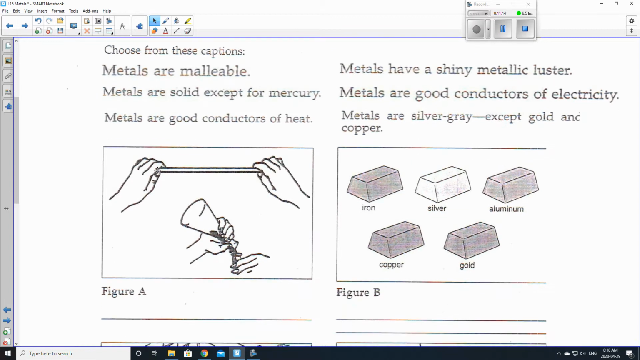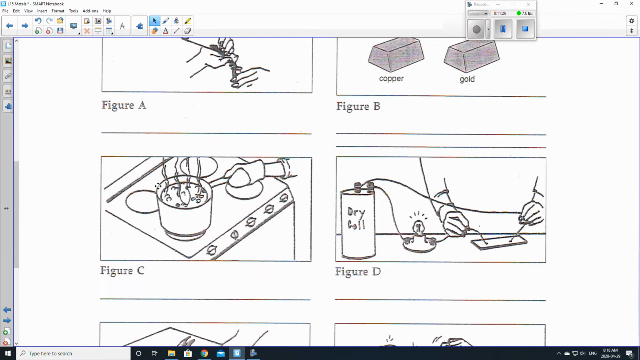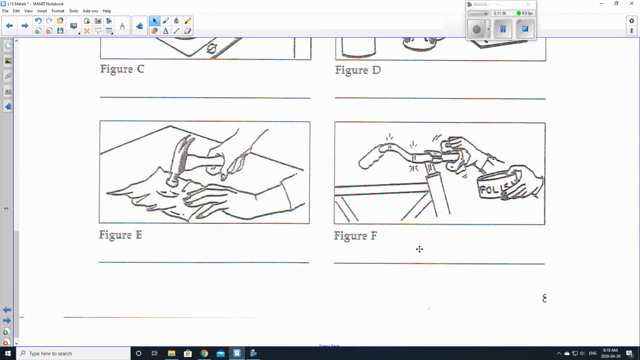So this is a metal rod, but this one we're pouring a liquid. This one is not the most descriptive, but the idea here is that these are all different colors. Over here we've got a metal pot, and it's heating up on a stove. Here we have a circuit, and it's making the light bulb light up. Here we have a hammer and a piece of metal, and it's getting hammered. And then lastly, we have a polish right here, and we're polishing up this metal part of the bike and making it really, really shiny.